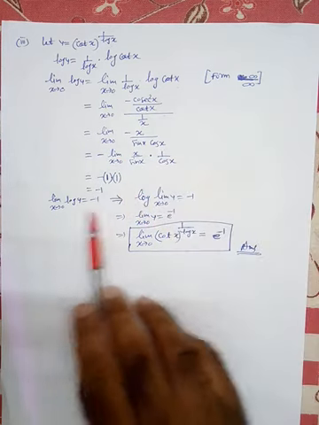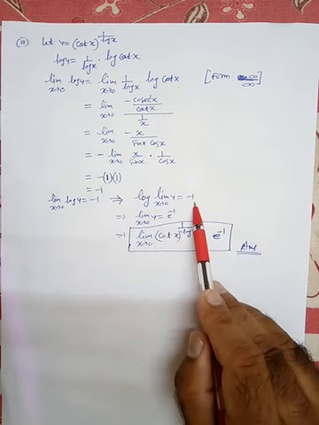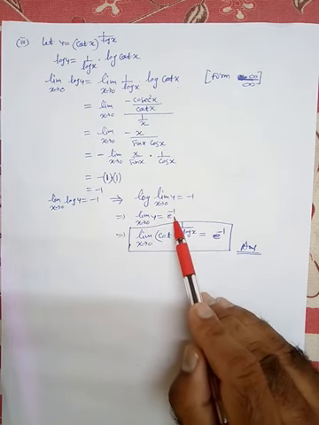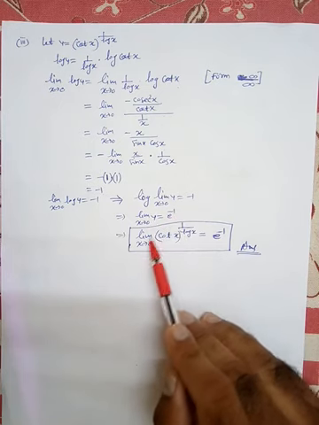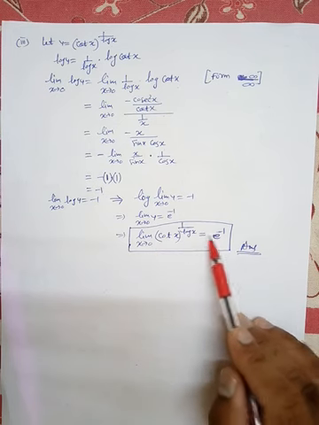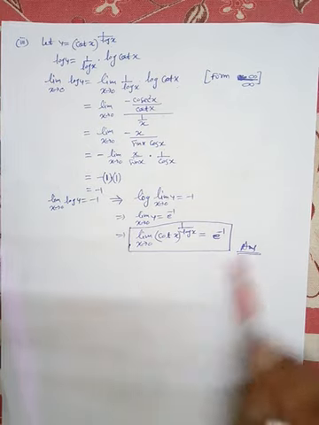Again apply the algebra of limits. This is log of limit x tending to 0 of y is equal to -1. Taking anti-log, limit x tending to 0 of y is e raised to the power -1. So limit x tending to 0 of cot x raised to the power 1 upon log x is e raised to the power -1. So this is the value of this limit.